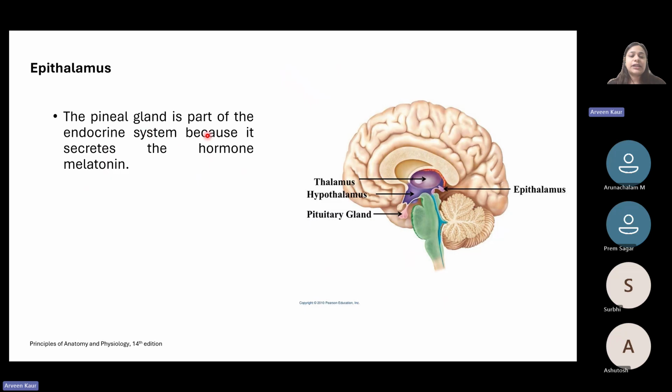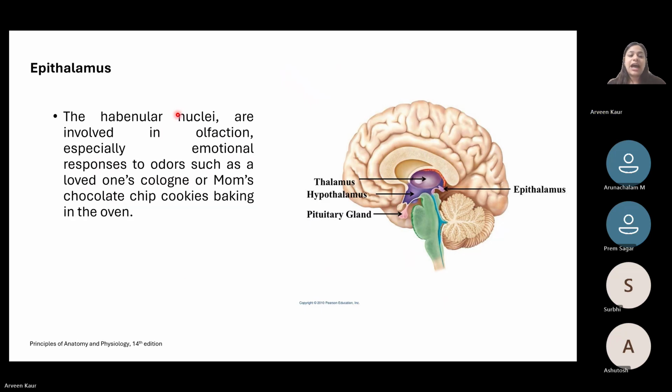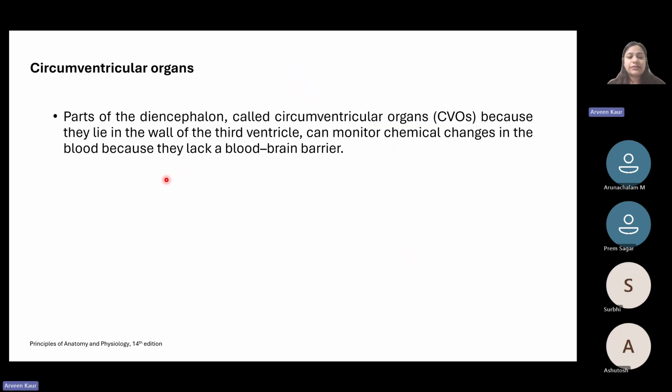Pineal gland is a part of endocrine system because it secretes the hormone melatonin. Now, what is melatonin? It is a hormone required for sleep, right? As more melatonin is liberated during darkness than in light, this hormone is thought to promote sleepiness. The habenular nuclei are involved in the olfaction, especially emotional responses to odors such as a loved one's cologne or mom's chocolate chip cookies baking in the oven, right? Etc.